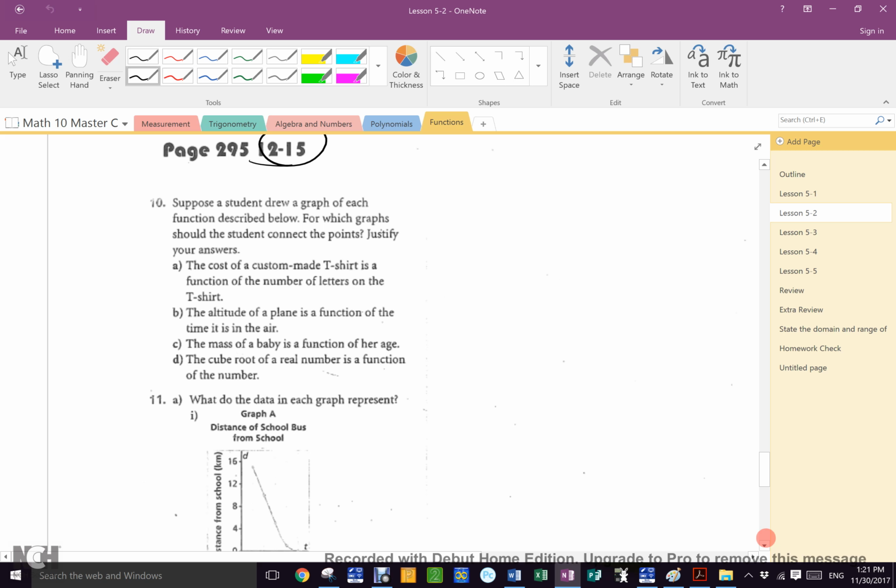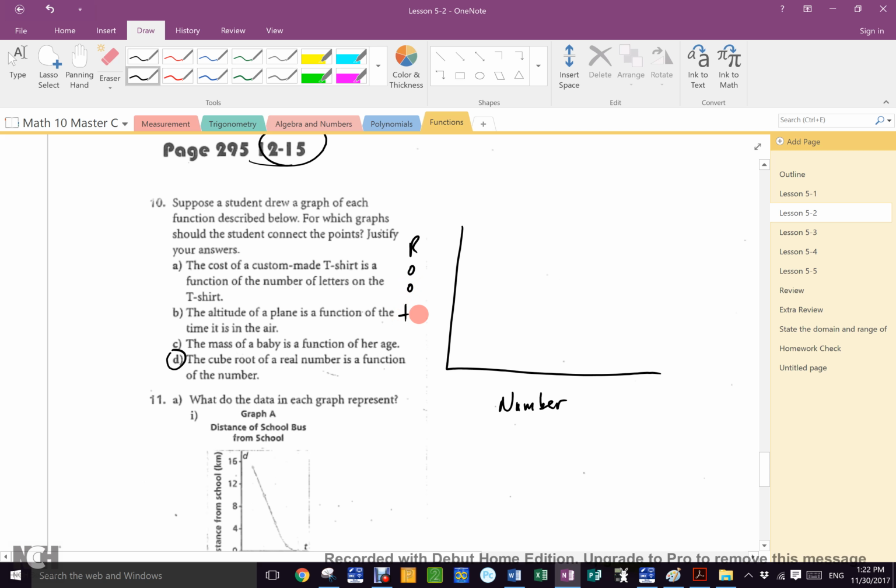Isha. 10D as in donut. All right. The cube root of a real number is a function of the number, right? Okay. So if we were to graph it, we would have to decide which variable was going where, yes? So, what do you think would be the input? The number or its root? You're going to make the number the input? That's cool. So we would put number here, yes? Right? Which means the root is over here.